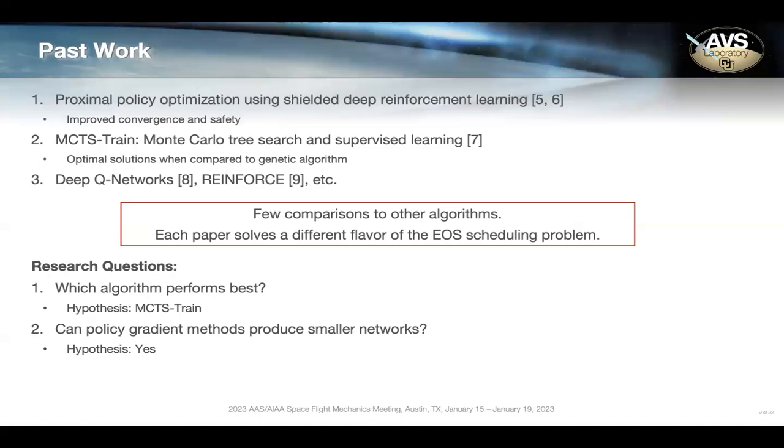We also want to see if policy gradient methods can produce smaller networks. And, in theory, they should be able to. So our hypothesis there is yes, it should be easier to learn the policy than it is to learn the state action value function. And then another question that we have is, is there a difference in total training time? Quite frankly, I don't know what the answer to that is. And that's kind of why we're doing this work.